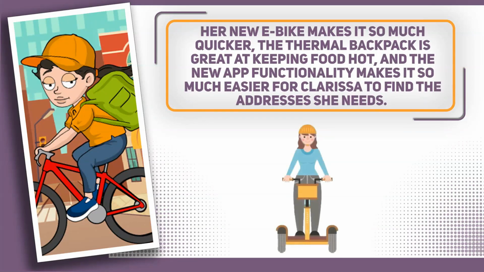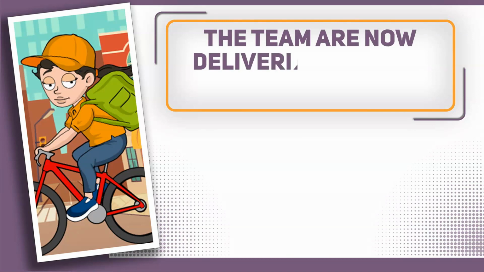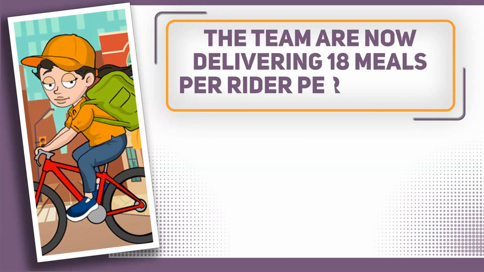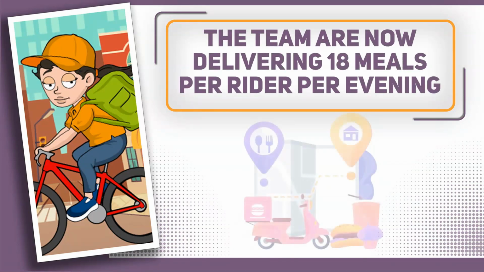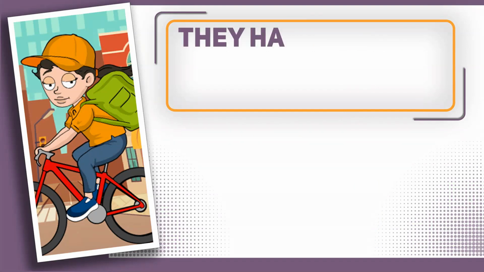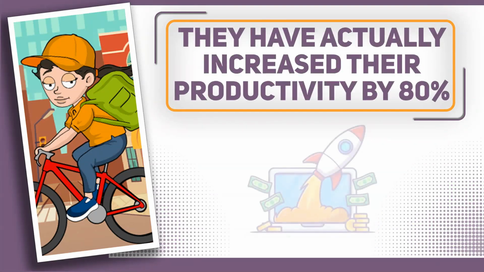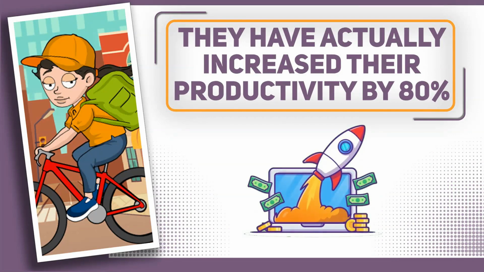The customers would actually seem to be just as happy, and the team are now delivering 18 meals per rider per evening. It's not 25, as high as their competition, but it is a significant improvement. If you remember at the beginning of the video, they were only delivering an average of 10 meals per rider. So they have actually increased their productivity by 80%, which is pretty impressive.